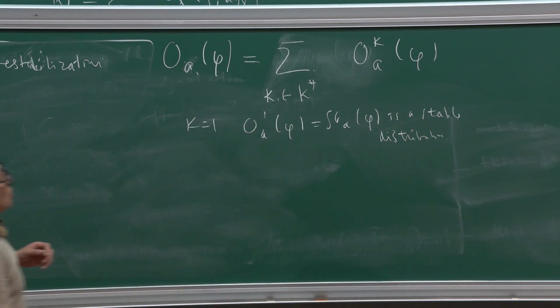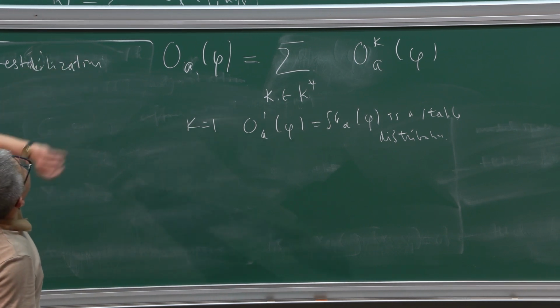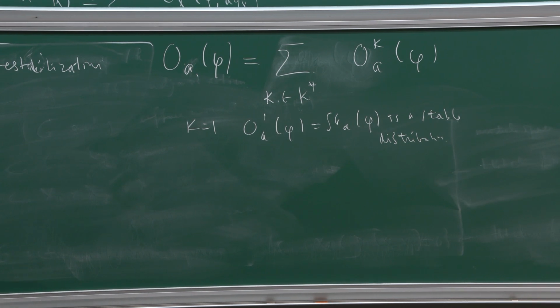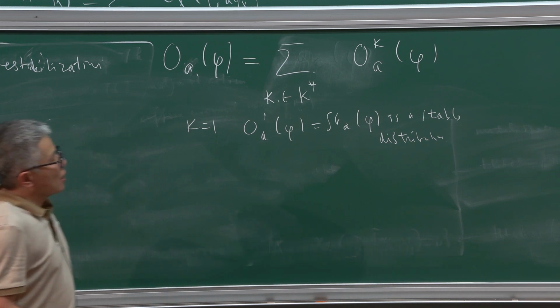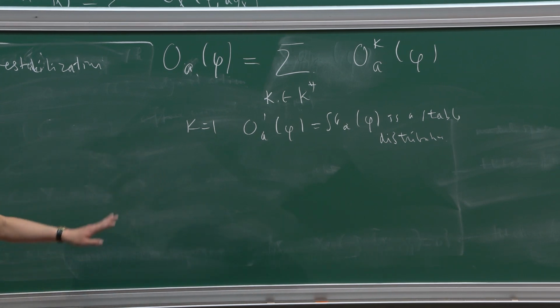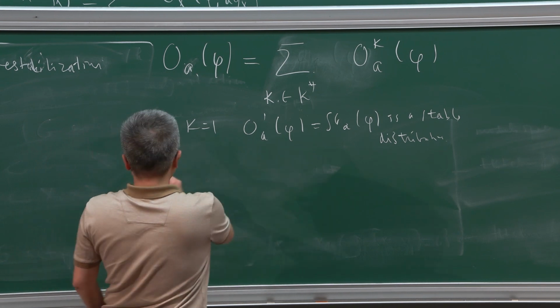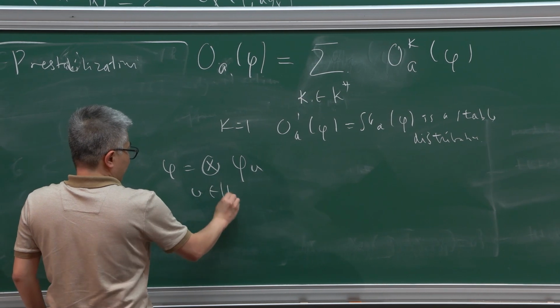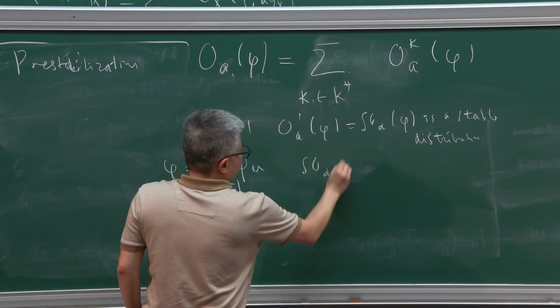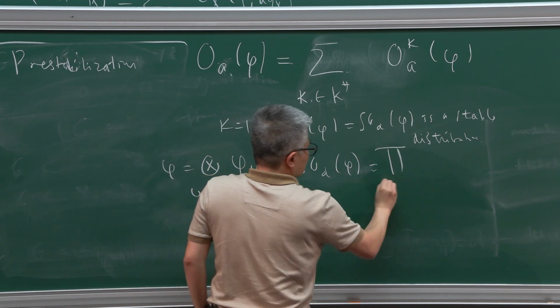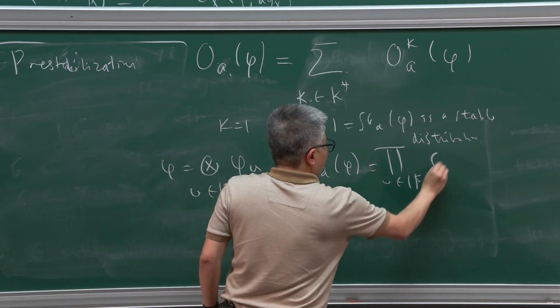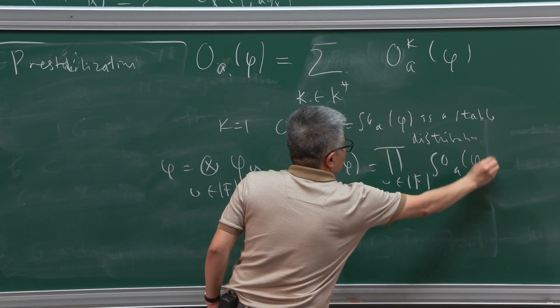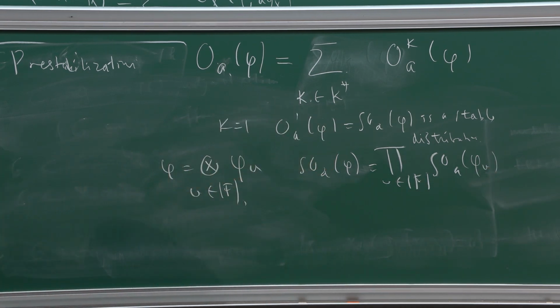And kappa are characters on some kind of cokernel of this map from local to global Galois cohomologies. So for example, if phi is a product of phi v over all places, then S O A phi is going to be a product of S O A phi v. So there are no troubles.